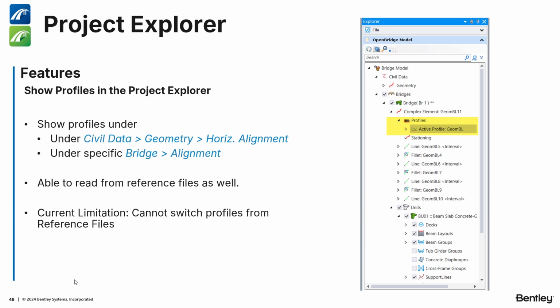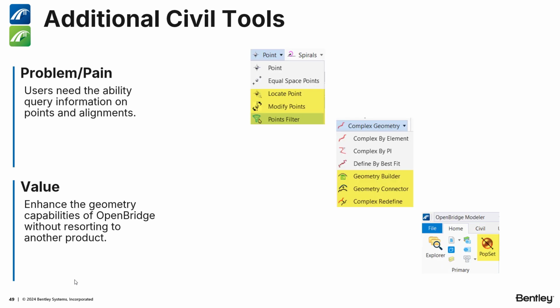We also now show the profiles that are being used on the bridge. We usually reported just the alignment name, but now we show the active profile that is controlling the bridge. Taking advantage of the civil platform, we are adding more commands into what we can do with OpenBridge, such as points and complex geometry commands in OpenBridge.